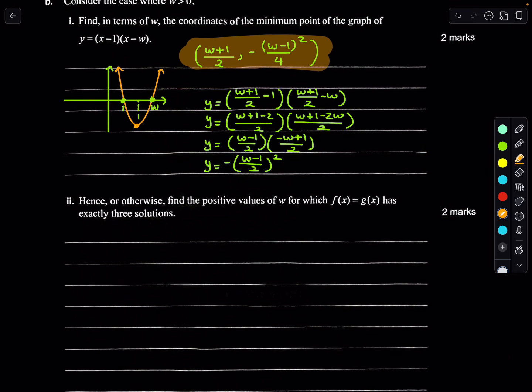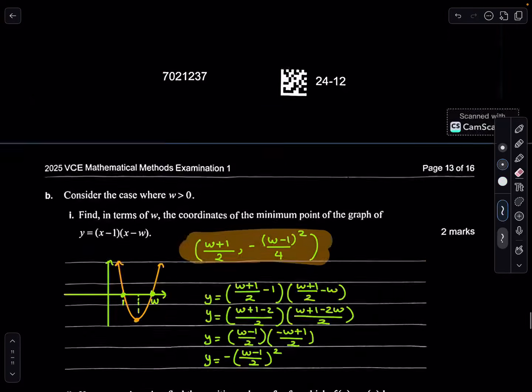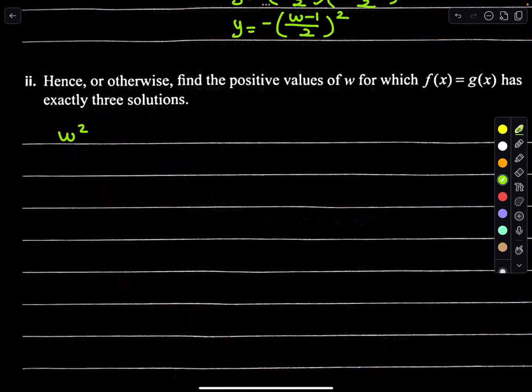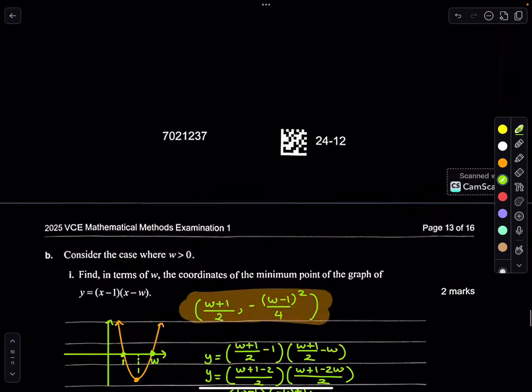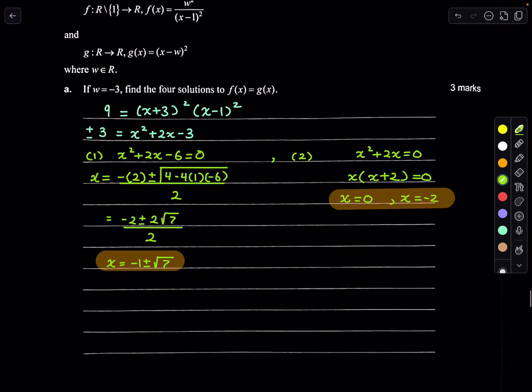Well, let's just equate those 2 functions. It was w squared (x minus 1) squared. Let me write that down. w squared (x minus 1) squared. Let me just double check. So w squared (x minus 1) squared. Is that right? Yes. And then equate it to g of x, which is (x minus w) squared.